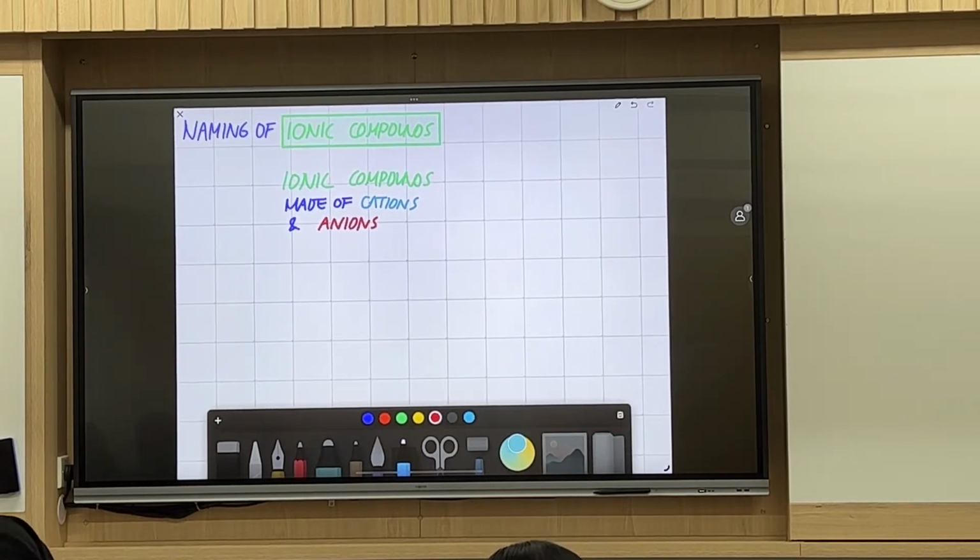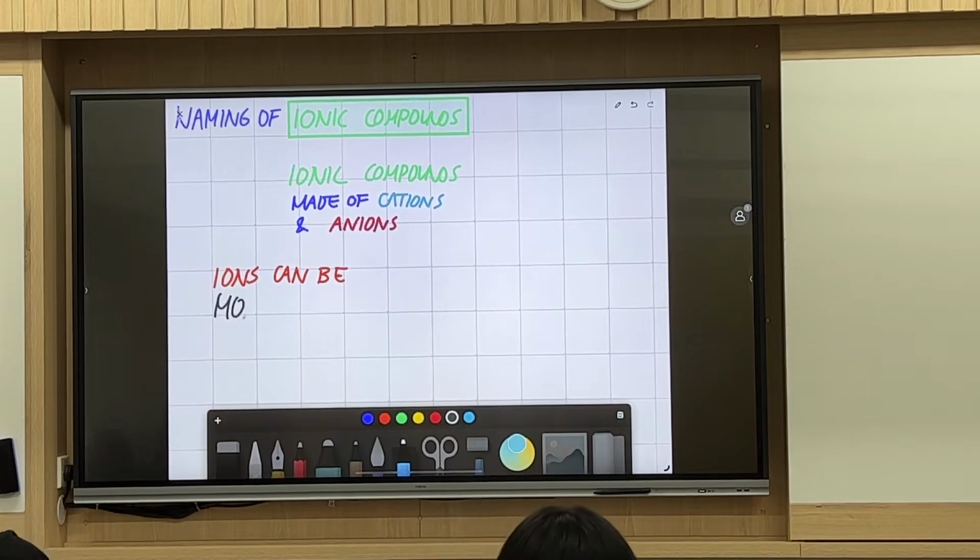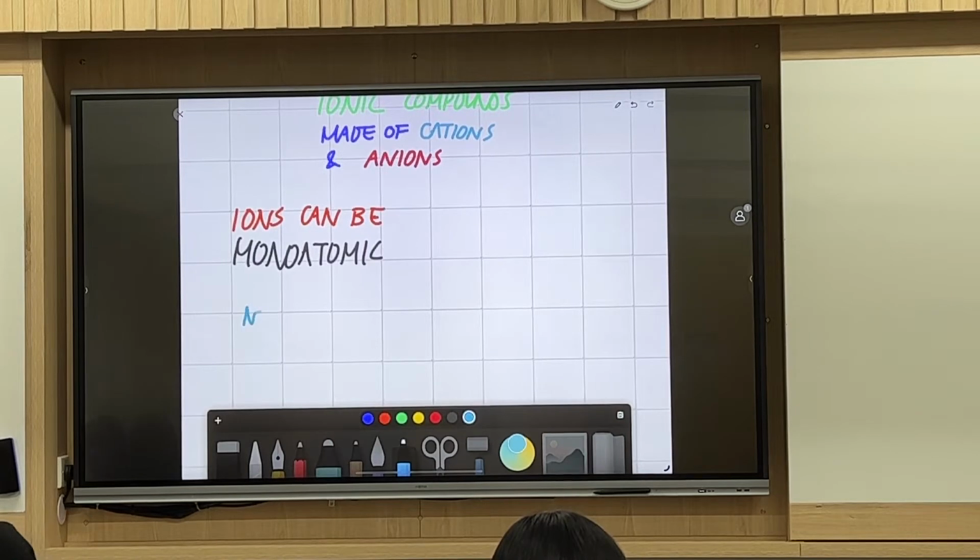So what does monoatomic mean? Monoatomic means they are ions that contain only one atom each. So you see in here, like Fe2+, Na+. All these ions contain one atom each. So we call them monoatomic ions. And then there's polyatomic ions. So you can put down ions can be monoatomic, and that could mean things like Na+, Mg2+, Al3+. So don't be distracted by the charge.